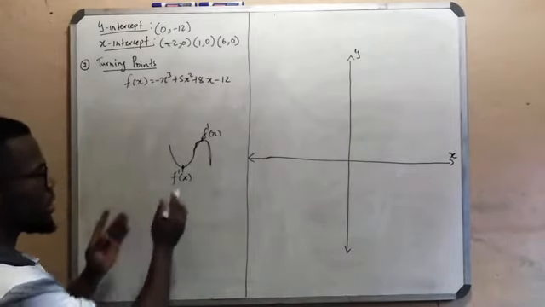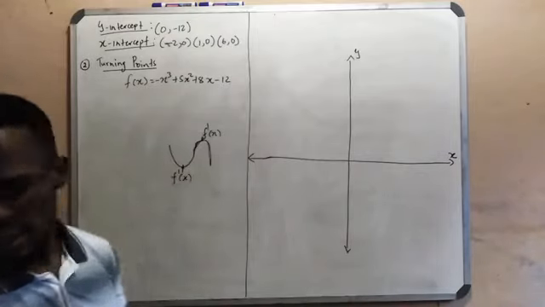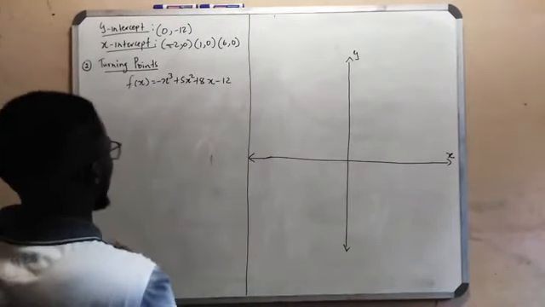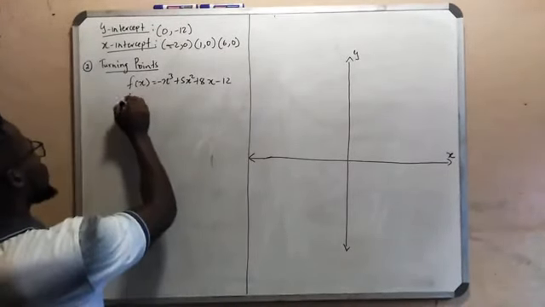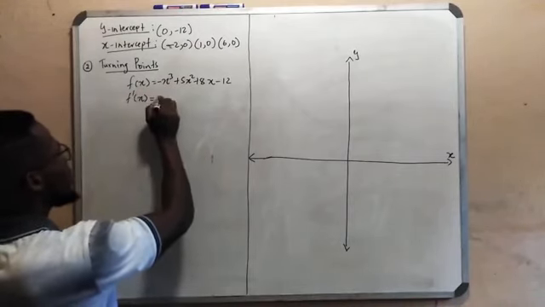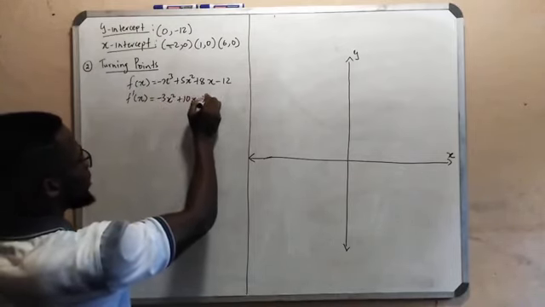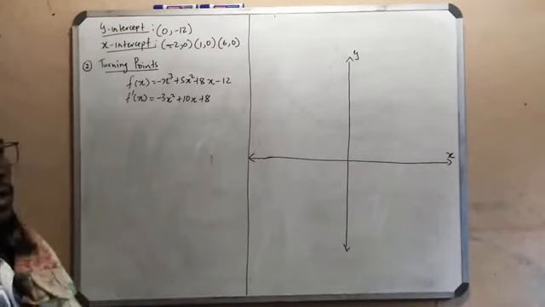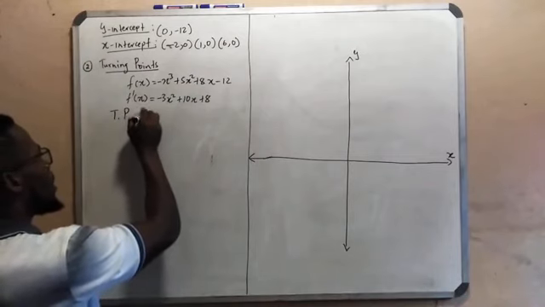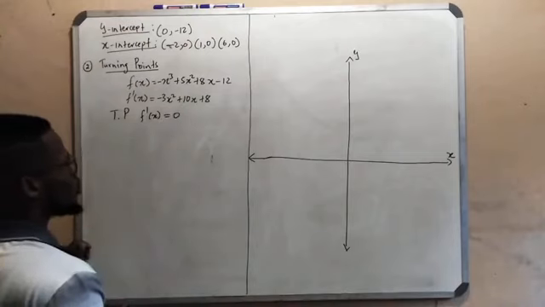So in this case, we are going to use the derivative to find the rate of change of a function at a point, which is the turning point. So in other words, we are going to have f'(x) = -3x² + 10x + 8, differentiating using the power rule. That is the derivative. At the turning point, f'(x) has to be equal to 0.